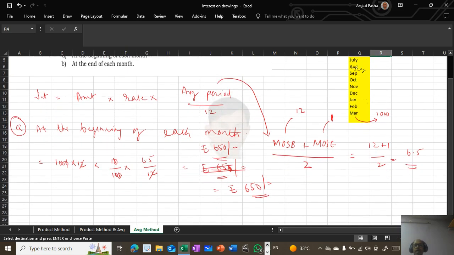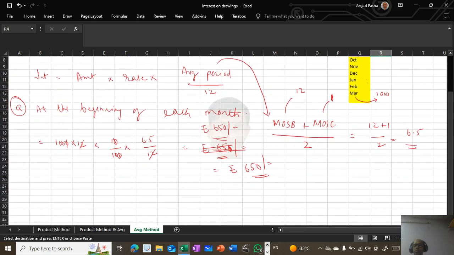Now at the end of each month. So now case B, at the end of each month. So at the end of each month means what? How much? 1000 is withdrawing.